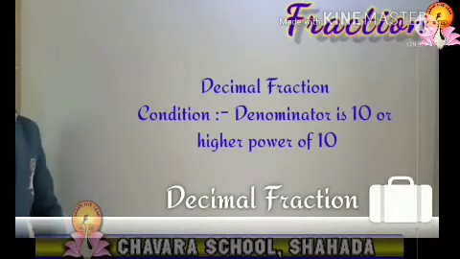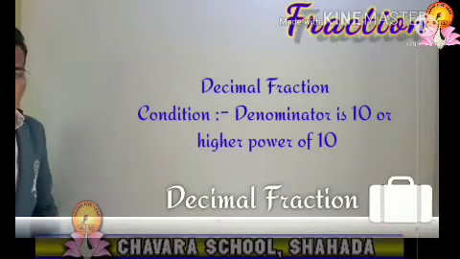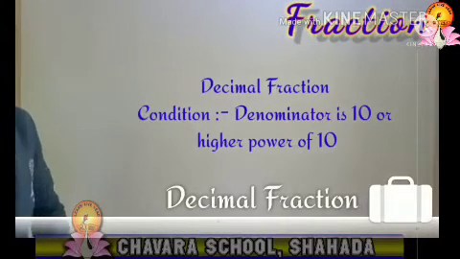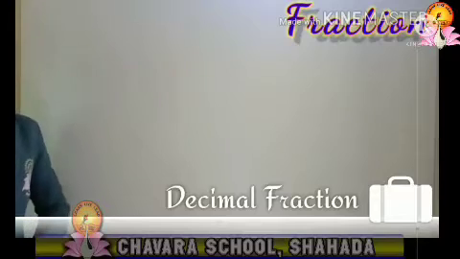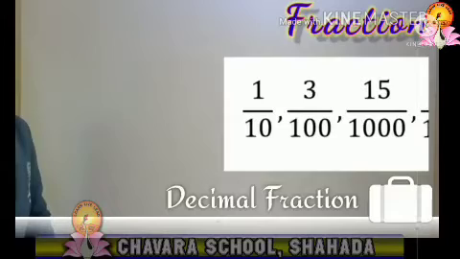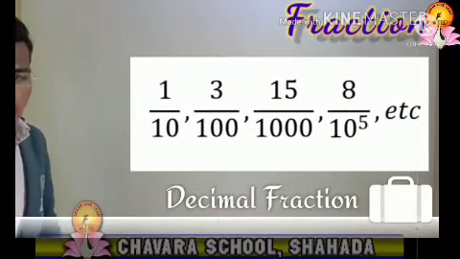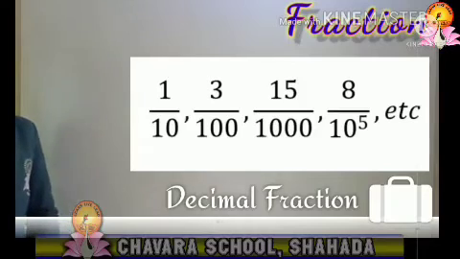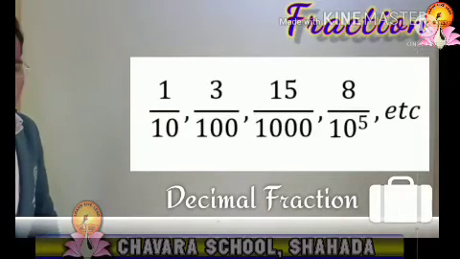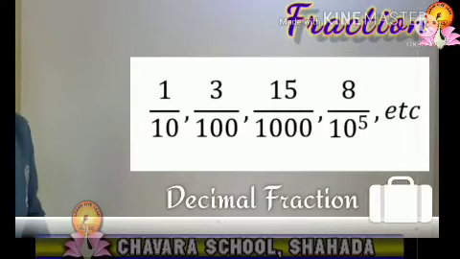In a decimal fraction, the denominator is 10 or a higher power of 10. For example, 1 upon 10, 3 upon 100, 15 upon 1000, 8 upon 10 raised to 5, etc. These numbers are nothing but decimal fractions.